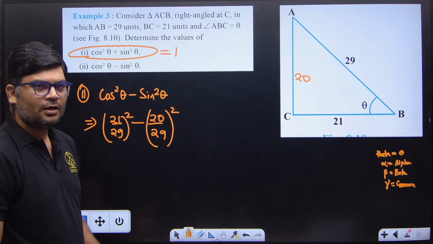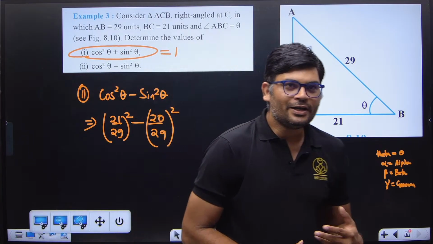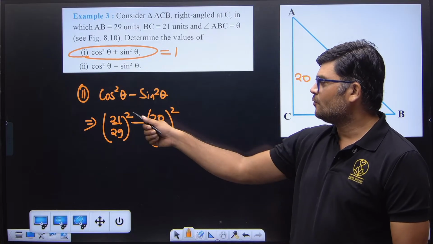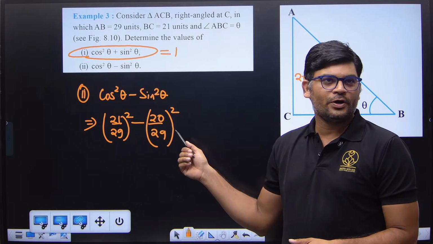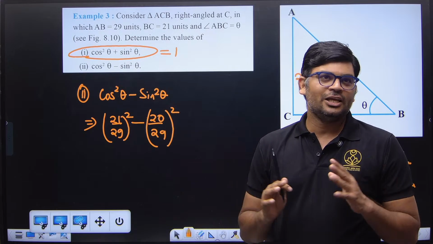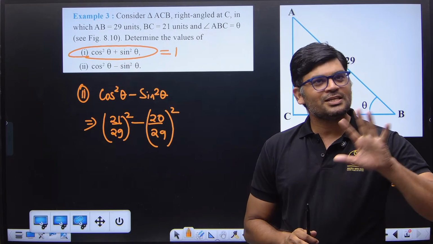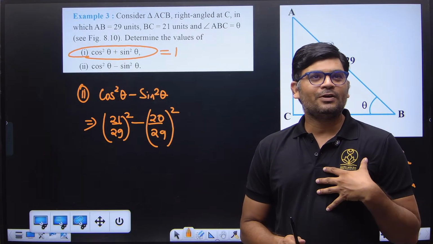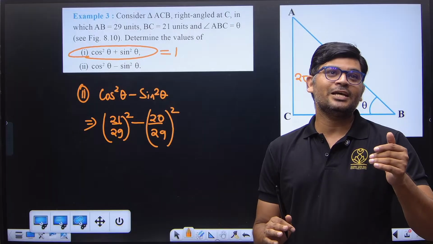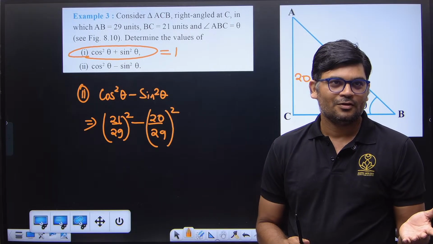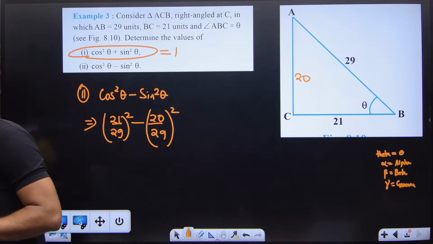Now a normal student will find the square of 21 and 29, then the square of 20 and 29, and then do the question. 99% of the students will do the question in the same manner. I might have done the same way, you might have done the same way, but today we will learn a special way. We will make a habit of doing the questions in a different way.